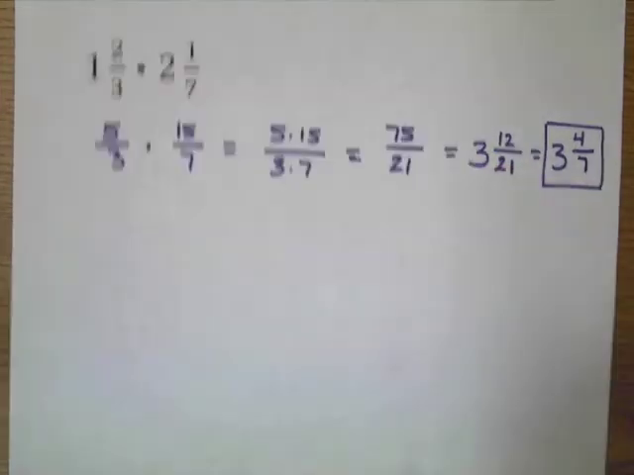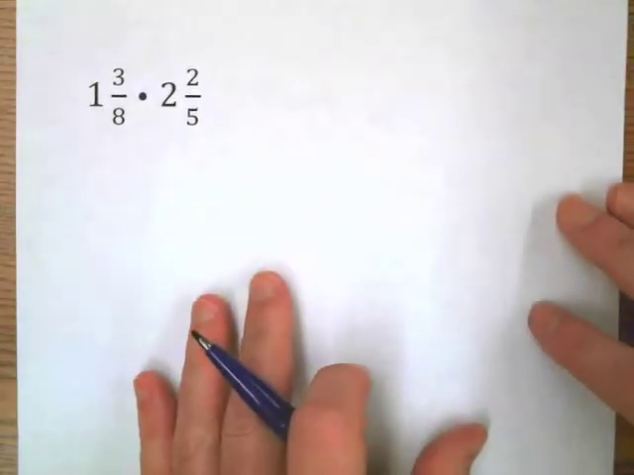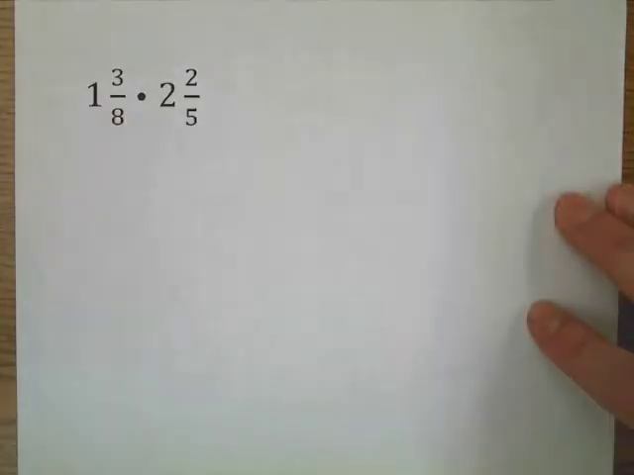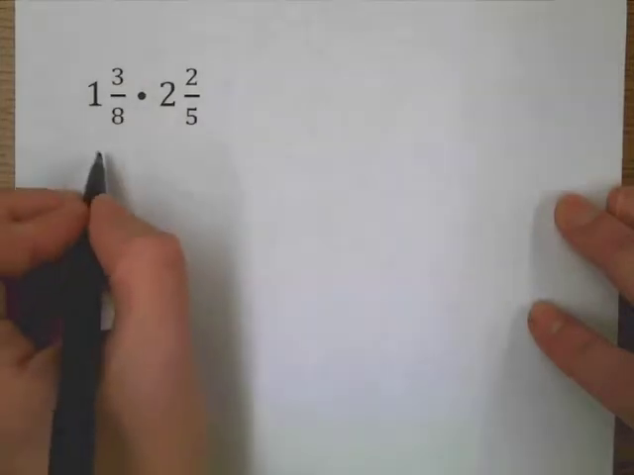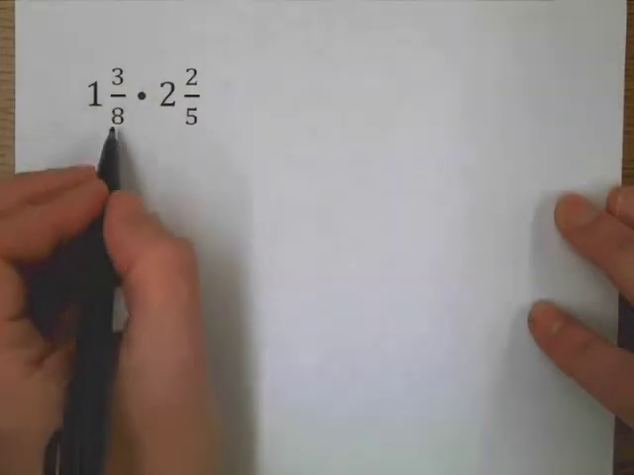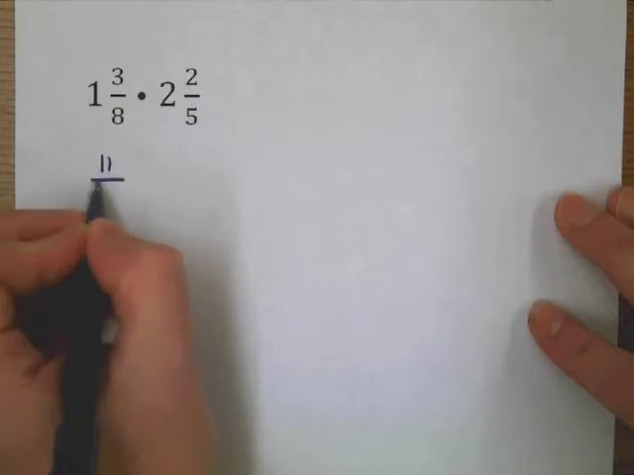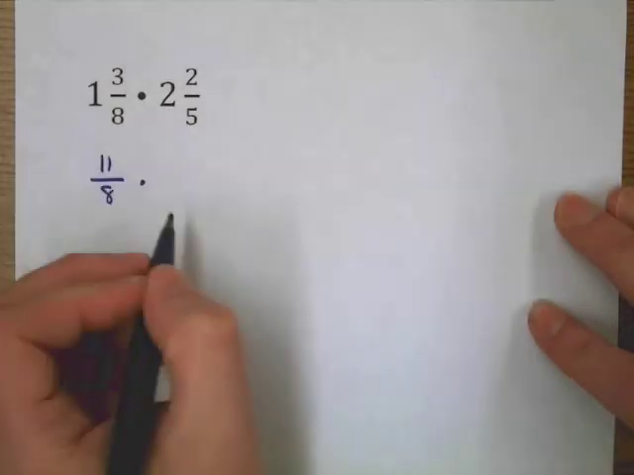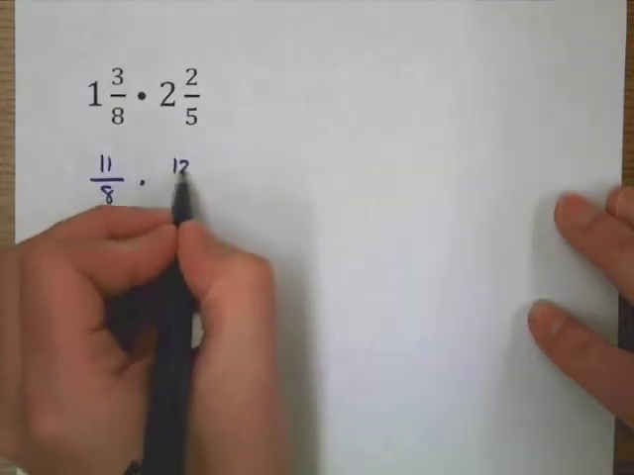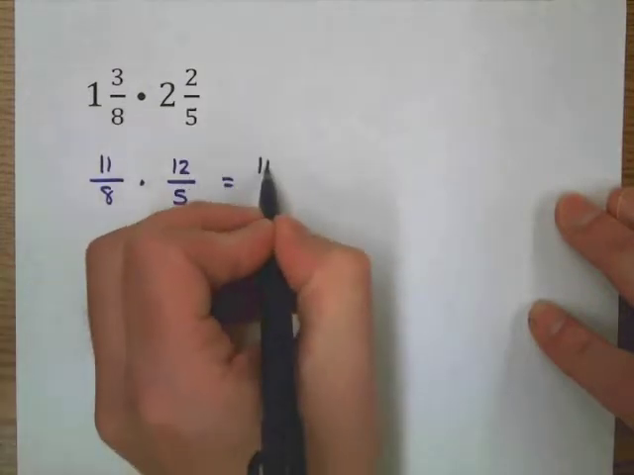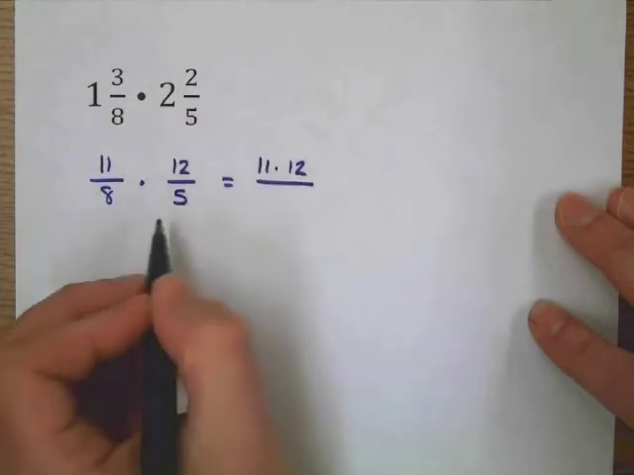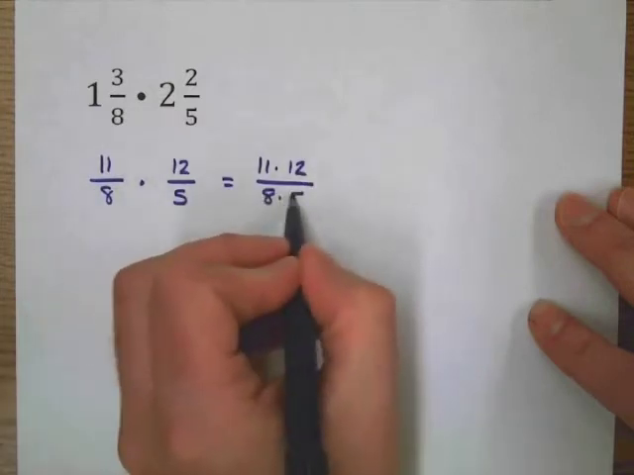Let's take a look at another problem. Here we have 1 3/8 being multiplied by 2 2/5. Again, I'm going to convert this into improper fractions. So 1 3/8 is going to turn into 11/8, and 2 2/5 into 12/5. And I'm going to multiply 11 times 12 on the top and 8 times 5 on the bottom.